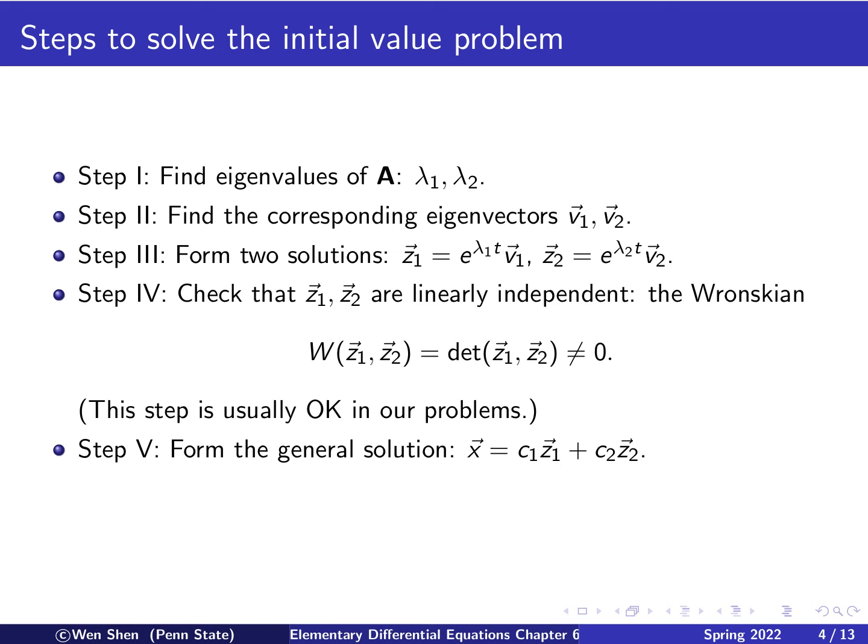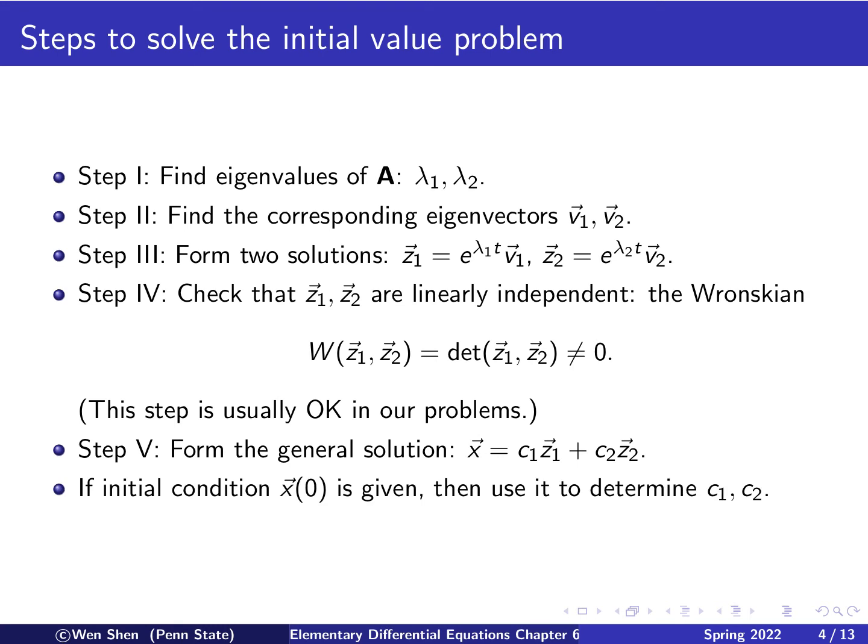And next step, we will use these two solutions to form the general solution. The general solution will be a linear combination of z1 and z2. And finally, if you have an initial condition given, x at 0 is given, then you would use that to determine the coefficients c1 and c2.